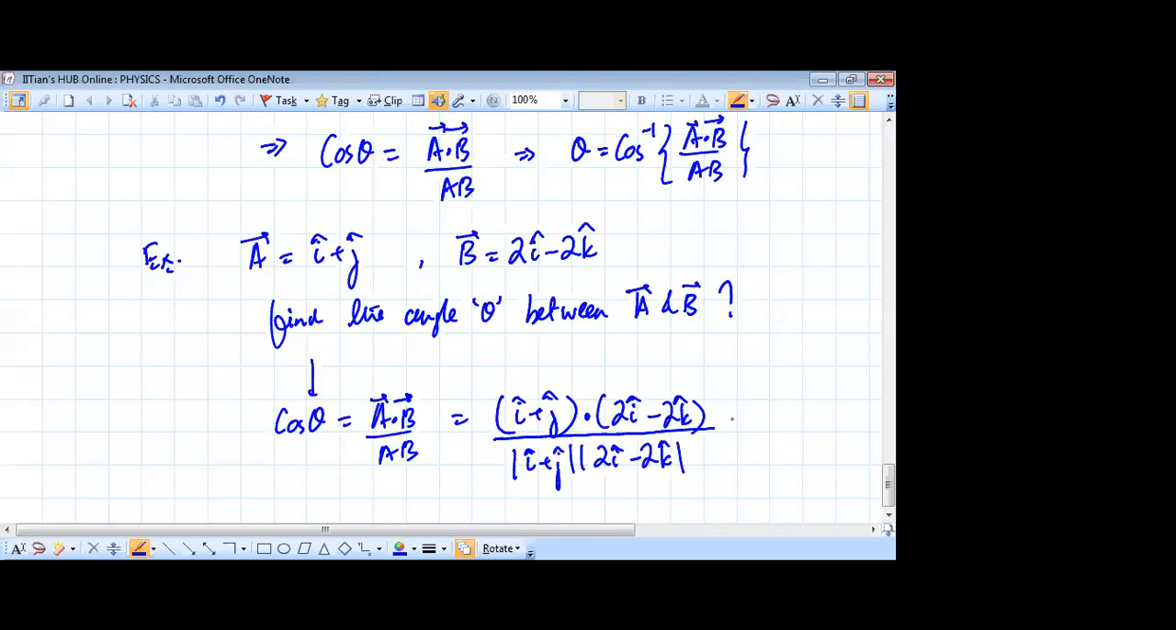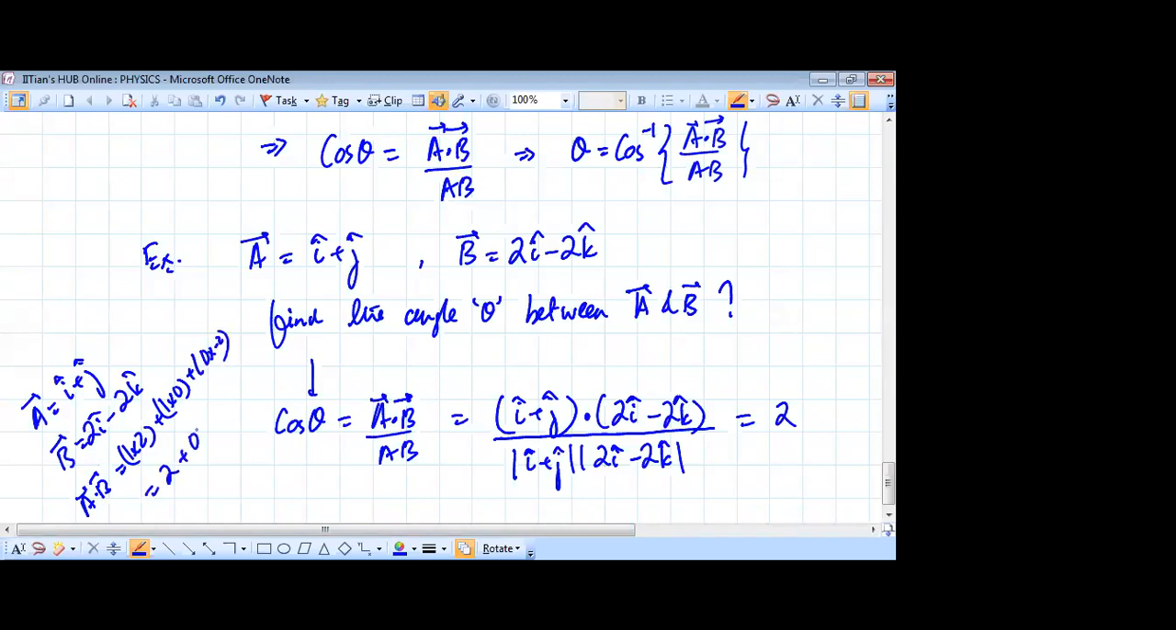No, it's not 90 बेटा. 90 होता तो 0 होता ना. अभी देखो क्या है dot product का? It is 2. The dot product is just 2. Because see A is I cap plus j cap. Okay, and B is 2I cap minus 2k cap. No? So A dot B is 1 into 2 plus 1 into 0 plus 0 into minus 2. Okay, so it is 2 only. That's why dot product is 2.